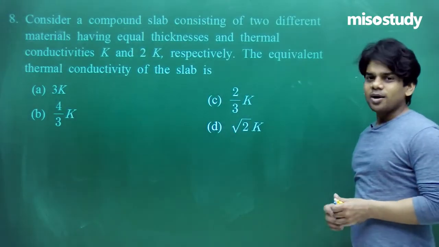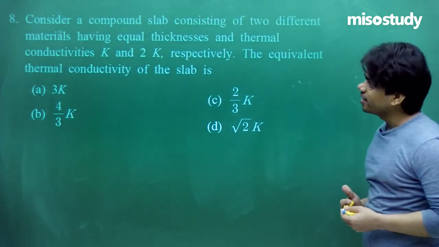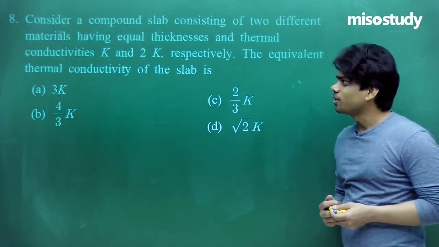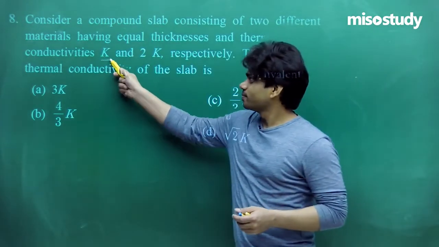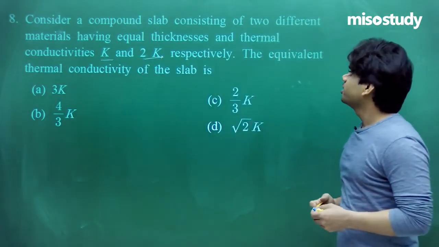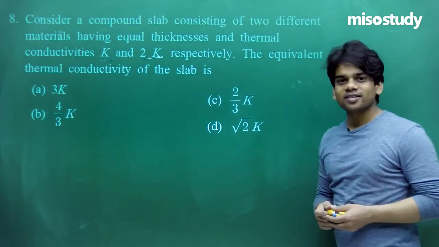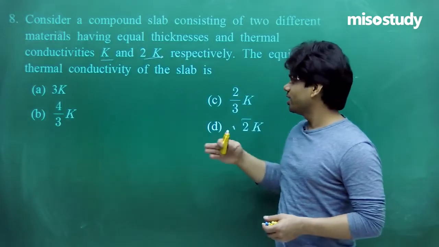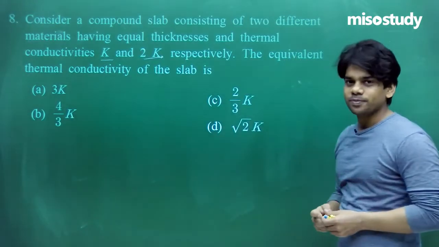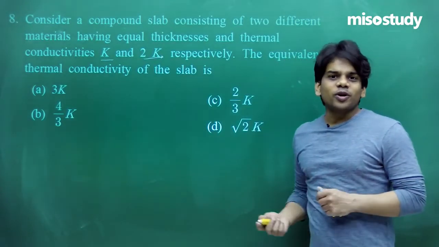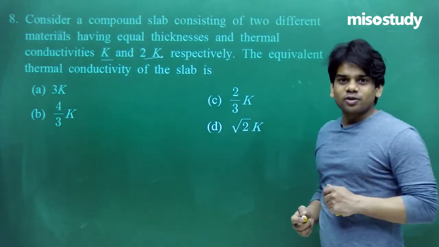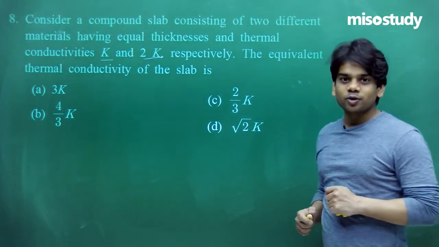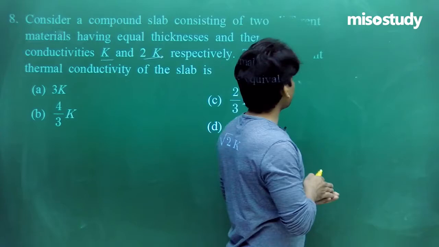Consider a compound slab consisting of two different materials having equal thickness and thermal conductivity K and 2K respectively. The equivalent thermal conductivity of the slab is, when they are made to join in series: A, 3K; B, 4 by 3K; C, 2 by 3K; and D, root 2K. When we solve this question, I will also tell you a method, after solving this, for how you can remember to solve such kinds of questions.